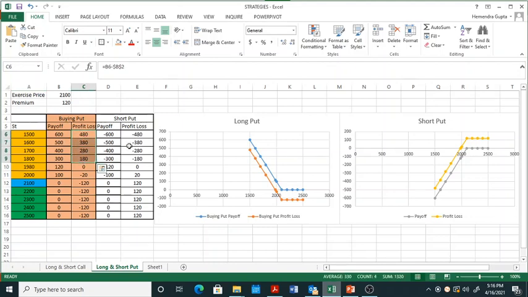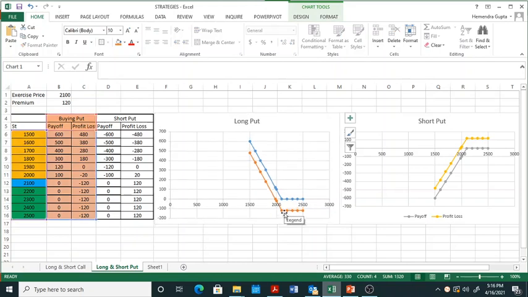So this is the payoff. You can see here these are the two lines, one is the payoff line, and the other is the profit line. You can see both profit and loss lines are given, and it's mentioned in the indicators given here, so that is much better for understanding purposes.